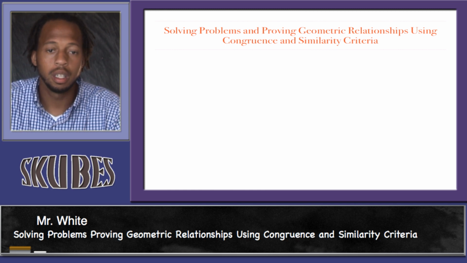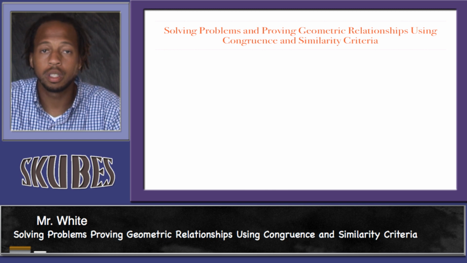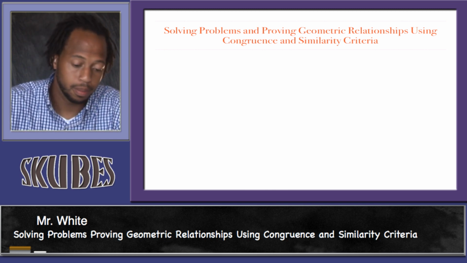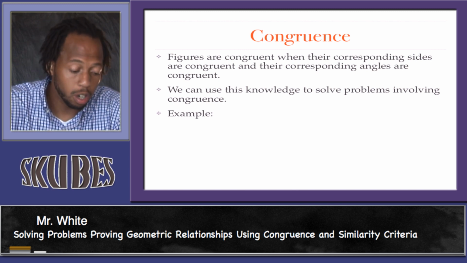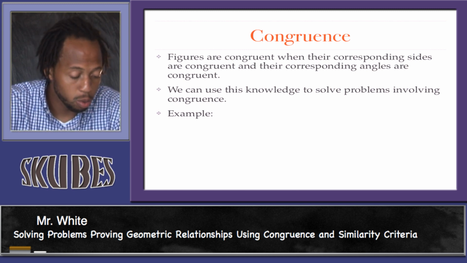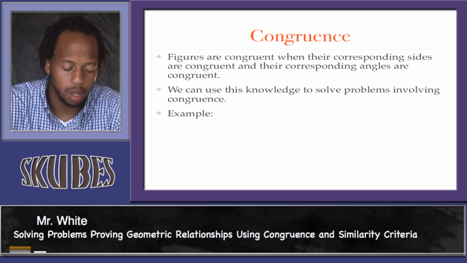Welcome to today's lesson: solving problems proving geometric relationships using congruence and similarity criteria. Congruence. Figures are congruent when their corresponding sides are congruent and their corresponding angles are congruent. We can use this knowledge to solve problems involving congruence.